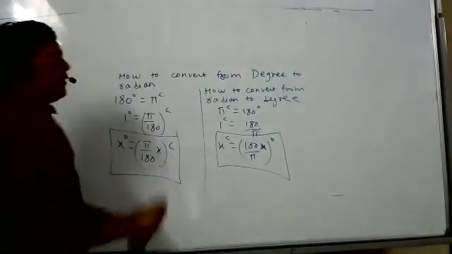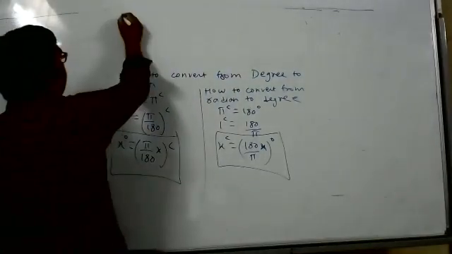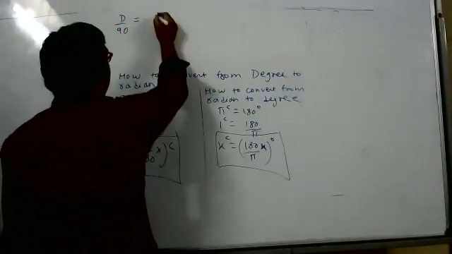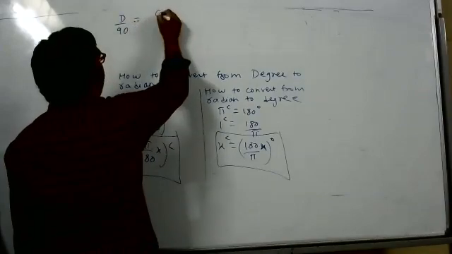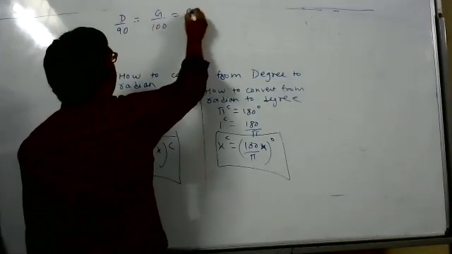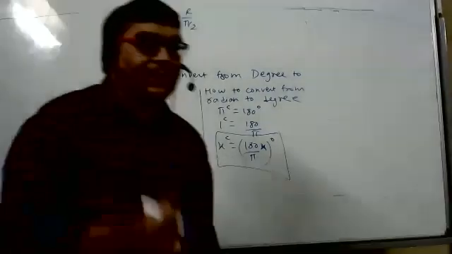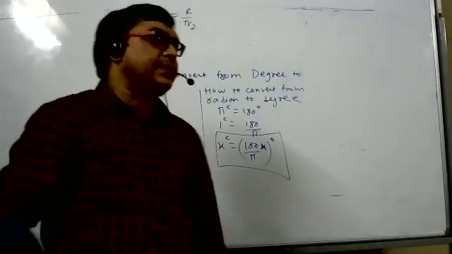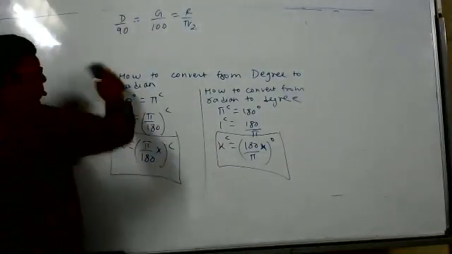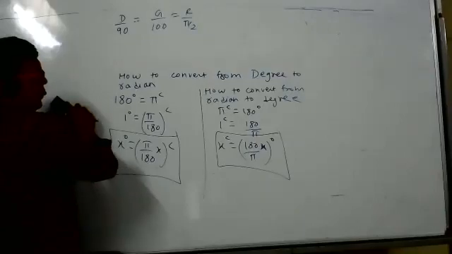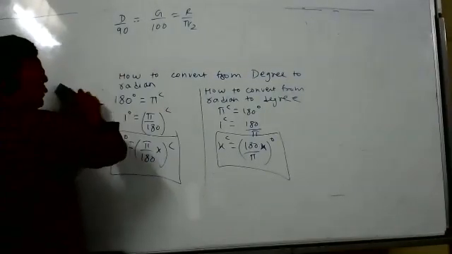If you don't know grade, learn this result now. Just now I wrote it. Degree by 90, grade by 100 is equal to radian by pi by 2. So in the beginning I taught you the centesimal system, sexagesimal system, radian system. Shall I erase this part of the board? I'll teach a little bit of grade. This result is better.